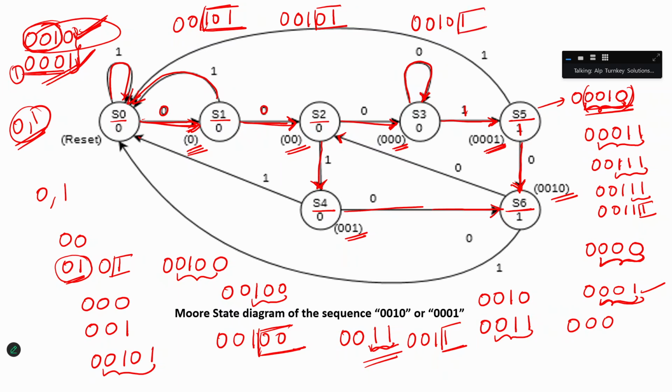So I need to see for single bit. Is single bit matching? Not matching. No. Simply it will go to which state? Reset state, initial. None of the bits is matching, so simply it will go to the reset state. Okay? So like this you need to analyze. So this is the overlapping case. You need to check for 2 states.